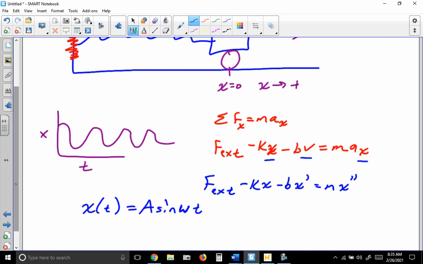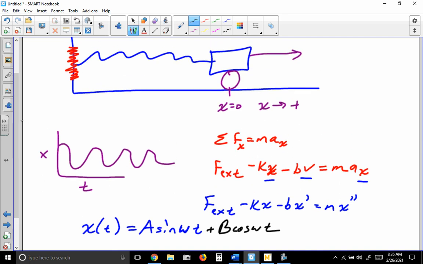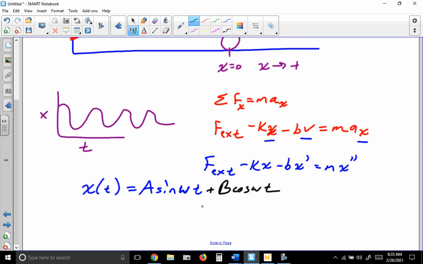And depending on what our external force is, it could be that we have two oscillations going on at the same time. If this is driven by an oscillating function, then it could be that we have a major and a minor oscillation going on over time.